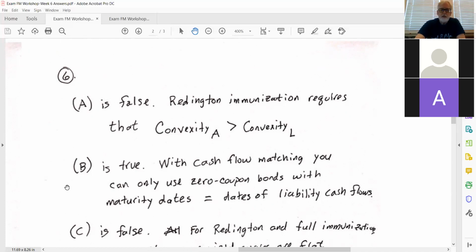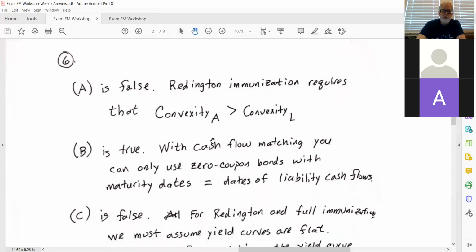A says Redington immunization requires that the convexity of liabilities is greater than the convexity of the assets. That's false, it's just the reverse. B, an advantage of Redington immunization technique over cash flow matching technique is that the portfolio manager has more investment choices available. That is true. With a cash flow match, you can only use 0 coupon bonds with maturity dates equal to the dates of the liability cash flows.